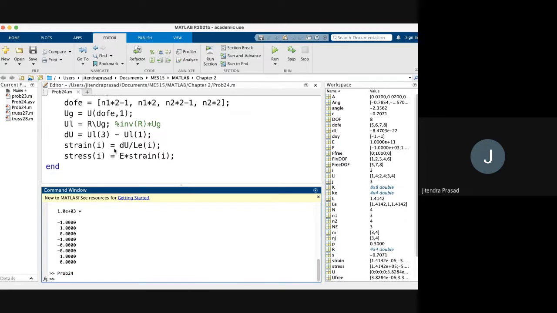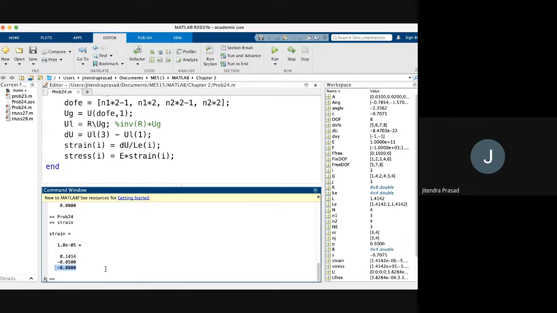Okay. So we got all. So we can see a strain. There are three elements, and it shows the first one has 0.1414 times 10 to the power minus 5. The second one has minus 0.05, and the third is 0.